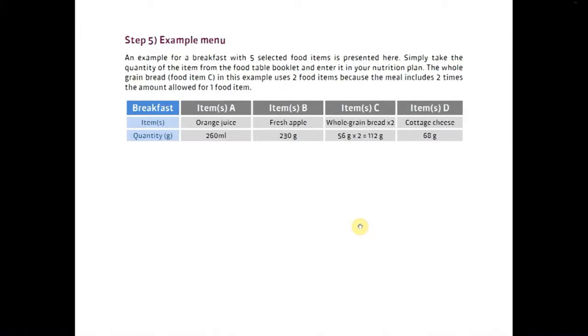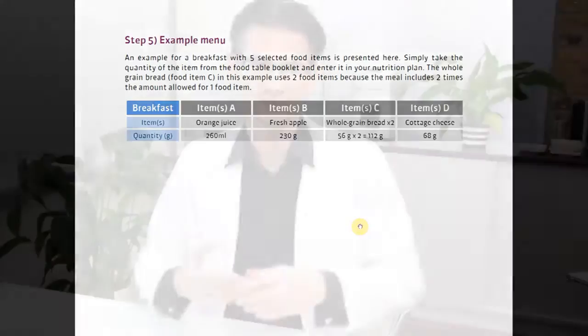Now this person is carbohydrate sensitive, so bread is quite a small amount. It would be 56 grams. So this person decided to invest 2 food items into bread. So it's basically 56 grams times 2, that's 112 grams. And then cottage cheese, 1 food item. So this would be 1, 2, 3, 4, 5 food items invested in breakfast. And that's 5 of maybe 15 that this person could eat. So this is the concept.